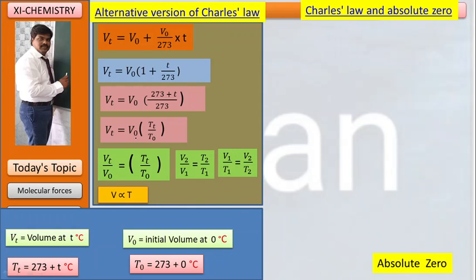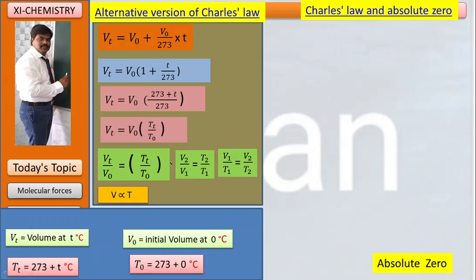So based on this, when V0 comes to the left-hand side, Vt by V0 is equal to Tt by T0. This we can express with respect to 1, 2 numbers. Vt means final volume, that is V2. V0 means initial volume, that is V1. Final volume, initial volume. Final temperature T2 after the experimental condition, and T1 the initial temperature, that is absolute temperature. So this equation we can write in this way also.